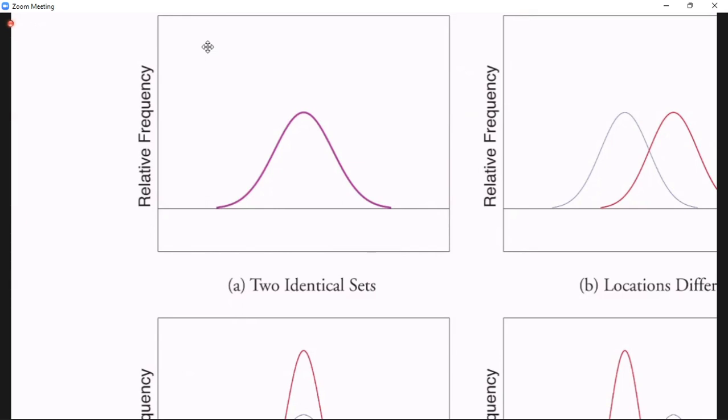Therefore, we can say that those two sets are identical.